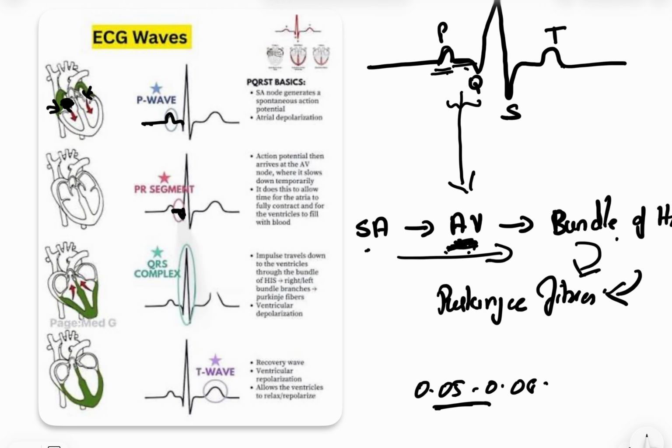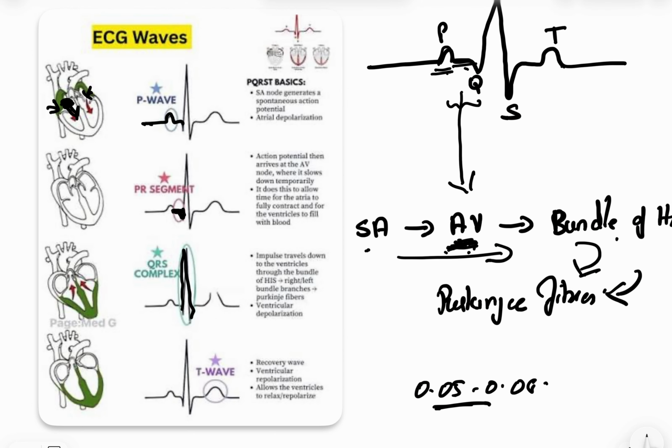The PR segment, what happens is AV nodal delay. The impulses from the SA node reach the AV node, but the AV node is giving some time for the ventricles to fill up with blood. That is the PR segment.